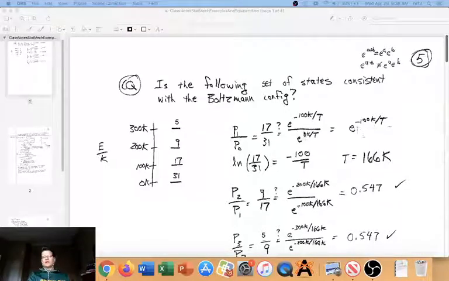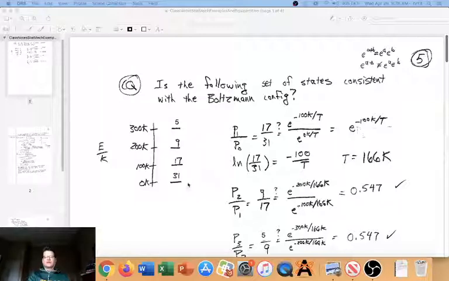If you plug in these temperatures, so 100 and 0 as your energies, what we don't know is what temperature T would give you this ratio 17/31. For the first two states, any two states could be consistent with the Boltzmann distribution. It just depends on what temperature you're at, right? So 17/31, do some simplification here, take the logarithm of both sides, solve for the mystery temperature, and it ends up being 166 Kelvin.